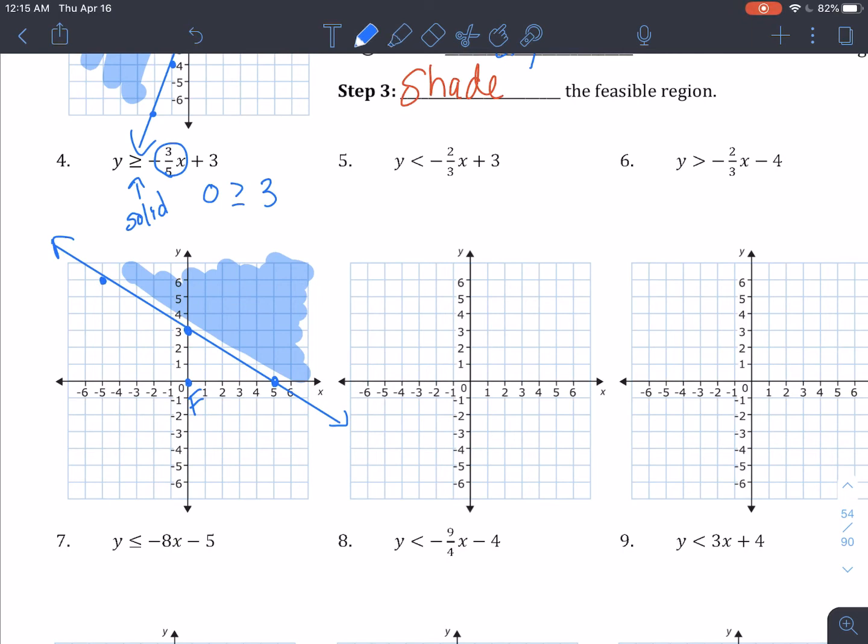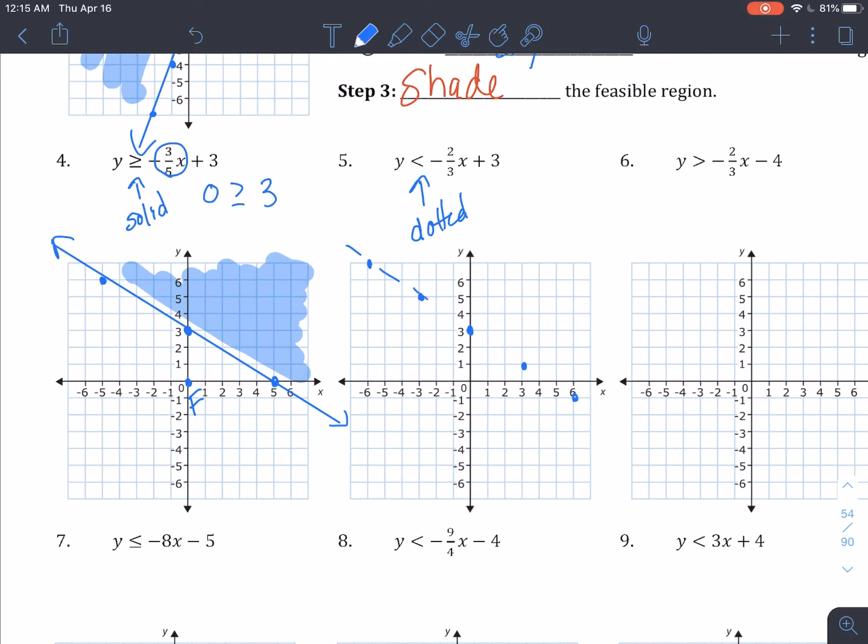Okay, let's look at another example. Here we've got y is less than negative 2/3 x plus 3. So we start up 3, and we go down 2 and to the right 3, down 2 and to the right 3, and we can do this in the other direction. Up 2 and to the left 3, up 2 and to the left 3. Great, but this time, because we have just a less than, we're going to make a dotted line. Dotted, dashed, however you want to describe it.